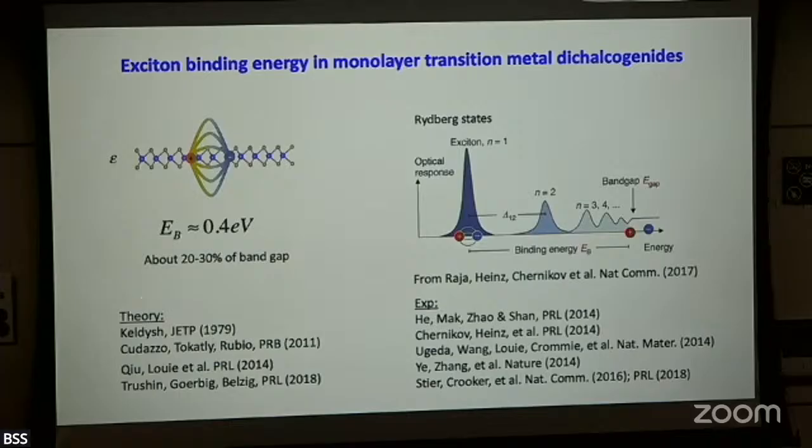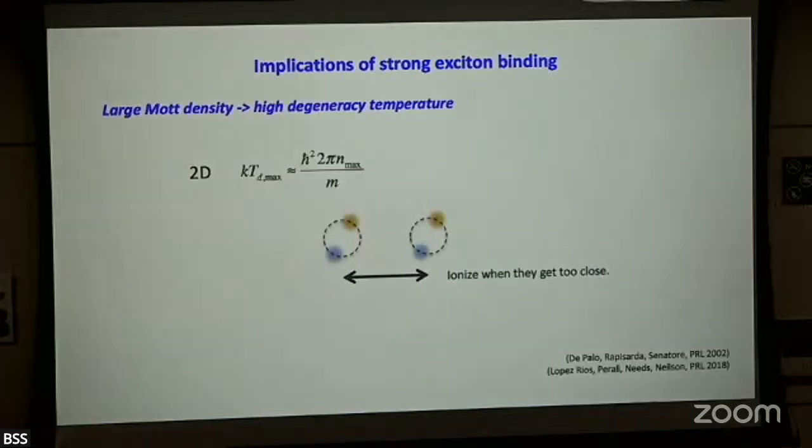So in gallium arsenide and other conventional semiconductors, we are talking about something at least 10 times smaller, even more. So the order of magnitude is different. And this exciton binding energy is from the fundamental exciton resonance to the band edge. Okay. So what are the implications of large exciton binding energy?